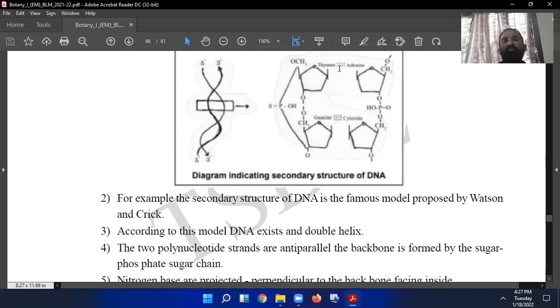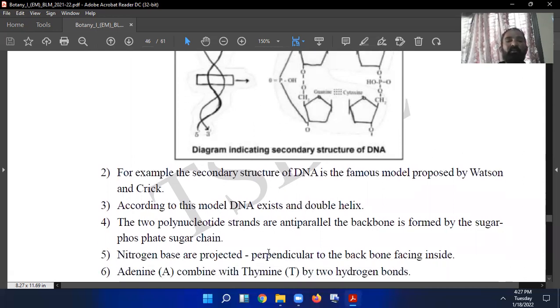The nucleotide mainly contains three parts: one is a nitrogen base, the second is a sugar molecule, and the third is a phosphate molecule. The phosphate and sugar act as the backbone for the nucleotide. The nitrogen bases project perpendicular to the backbone, facing inside. Here you see the nitrogen base guanine and the nitrogen base cytosine, so guanine and cytosine.